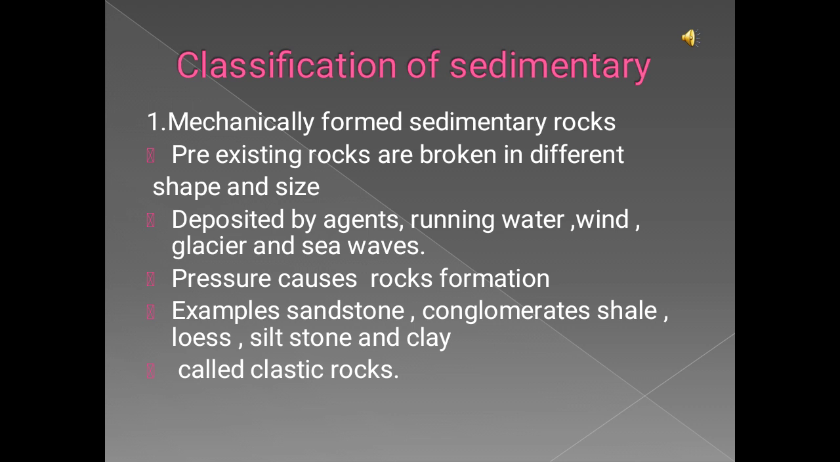These materials are transported and deposited at suitable places by different agents like running water, you can say rivers, wind, glacier and sea waves. In this process, the lower layer comes under the pressure of the upper layer, as we had discussed earlier. These are mechanically formed rocks, also called clastic rocks, and some examples of these are sandstone, conglomerates, shale, loess, siltstone, clay, etc. So these are the mechanically formed sedimentary rocks.